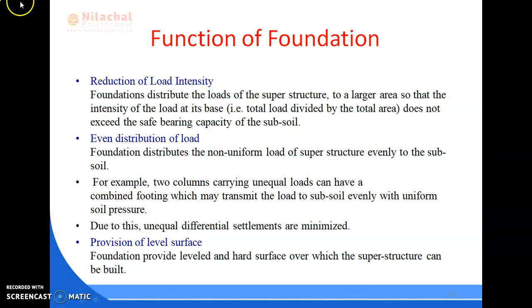Next is the same point, even distribution of load. Foundation distributes the non-uniform load of the superstructure evenly to the subsoil. This is the major work of the foundation. Due to this, unequal differential settlements are minimized. The next is the provision of a level surface. Foundation provides a leveled and hard surface over which the superstructure can be built.